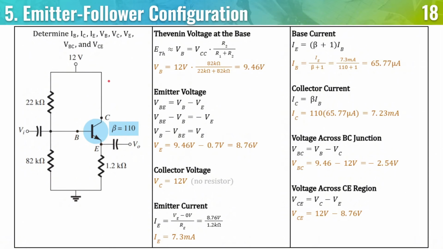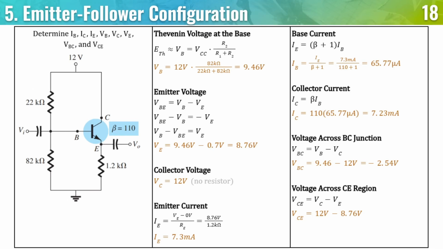The collector voltage is not really like a voltage divider completely because there's no resistor across the collector voltage. So VC is 12, VE is 8.76, and VB is 9.46. Now that we have our voltages, we can start computing for the currents.